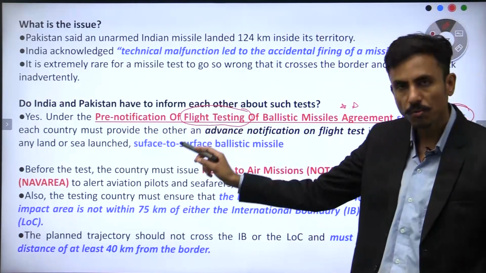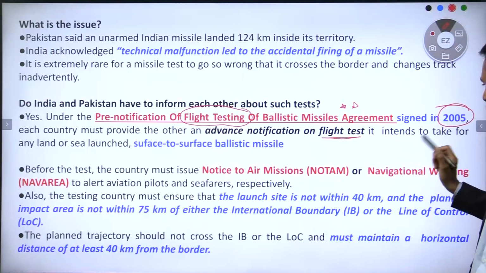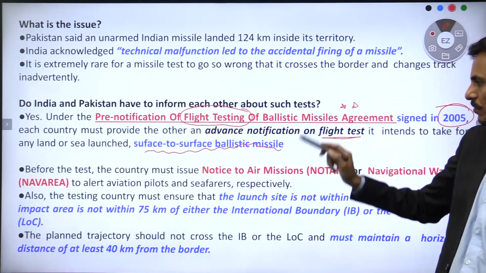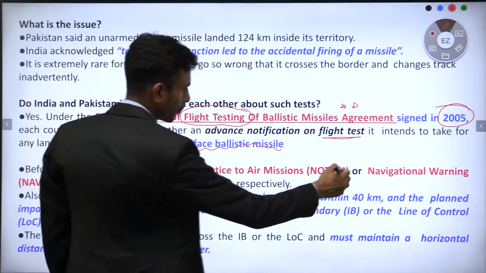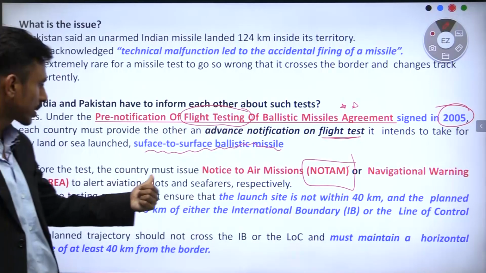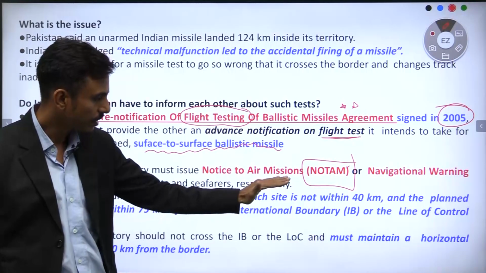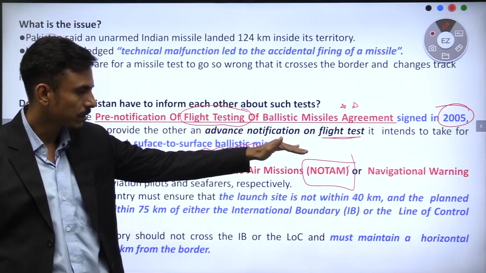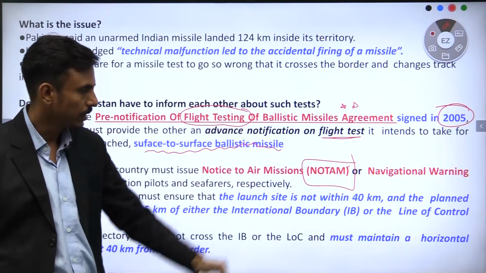Now each country must provide the other an advance notification of flight tests it intends to take for any land or sea launch, right? It is for surface to surface ballistic missiles, right? Guys, before the test, the country must issue something called a NOTAM or NAVARIA, right? So the country must issue NOTAM. NOTAM is notice to air missions, right? That means for any air missiles to be launched, it has to be notified by the country which is launching the missile to the other country, right?